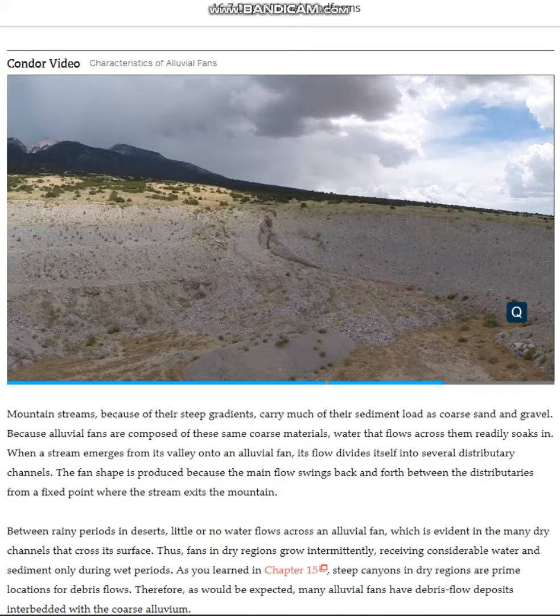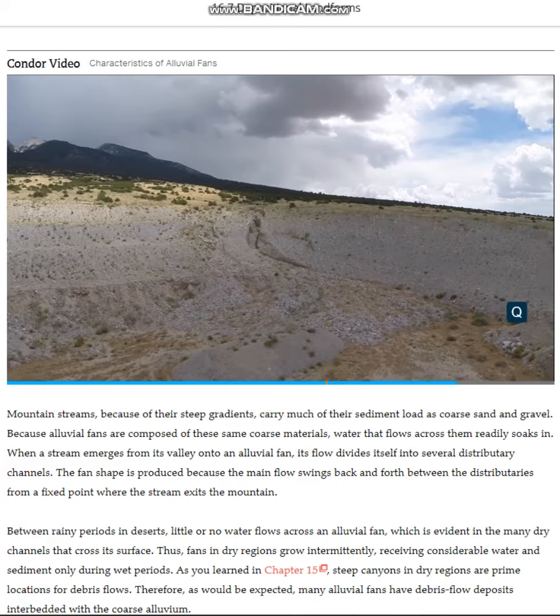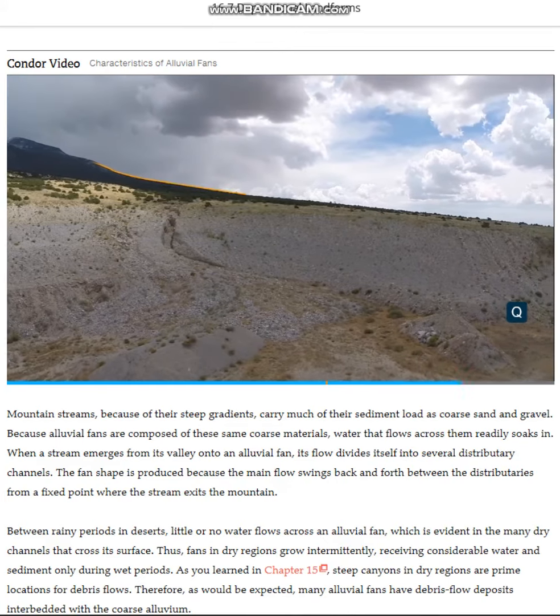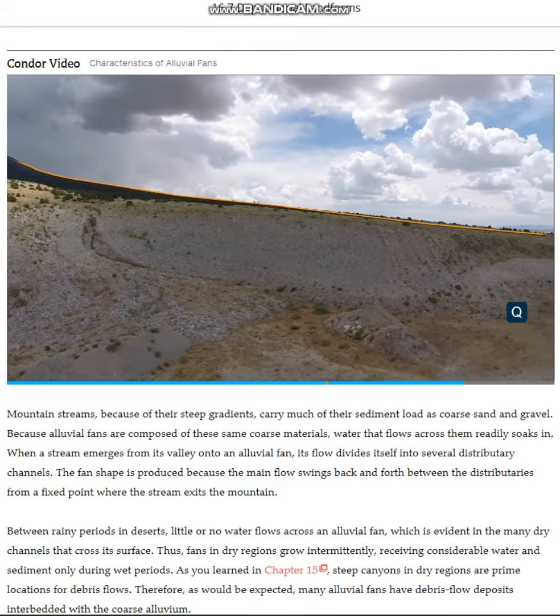It is important to note that fans can occur at all scales and in many different environments, including the seafloor and on the surface of Mars. And now, finally moving toward the long profile, you can see a nice slight concave up surface.